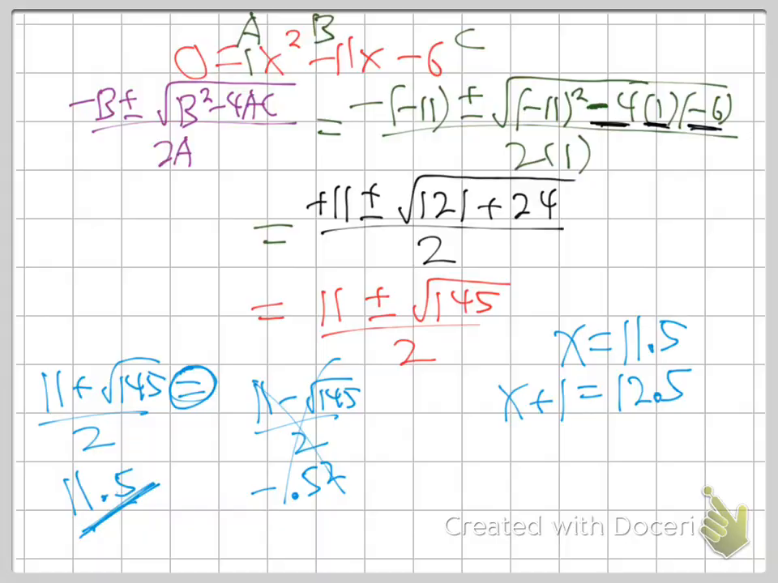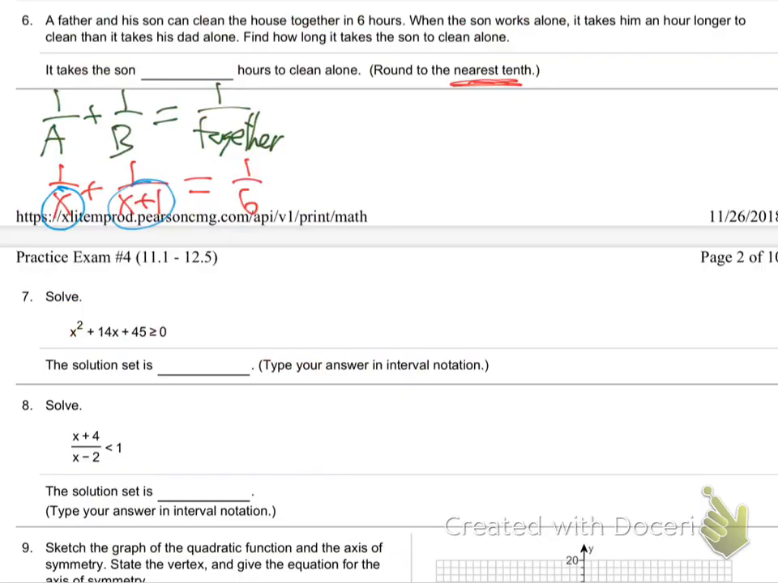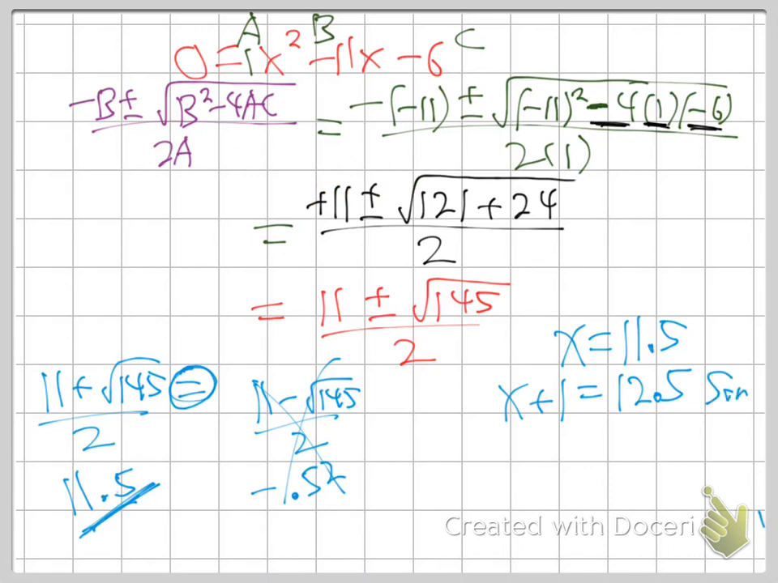Now, which one of those is the father and the son? Well, if you read the words again, what does it say? When the son works alone, it takes him longer. So the son is the longer one. So the son is the 12.5. The father's the 11.5. There we go. Does that make sense? So we're using the quad on every problem.